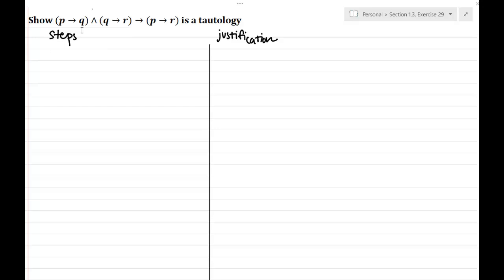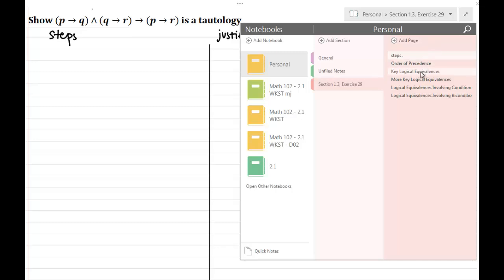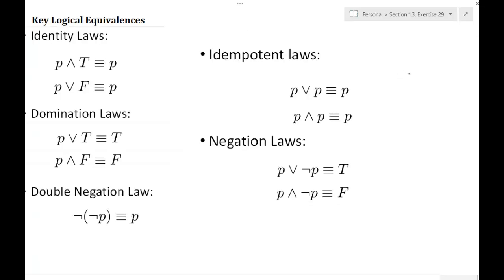So, thinking about this compound proposition, I want to build it so that there's all ands and ors and nots. Because I know if I look at my key logical equivalences that have true in them, which is where eventually I want to go, they are here with my negation laws. P or not P is true, and P or true is true. So I want to think about these and do a bunch of replacements.